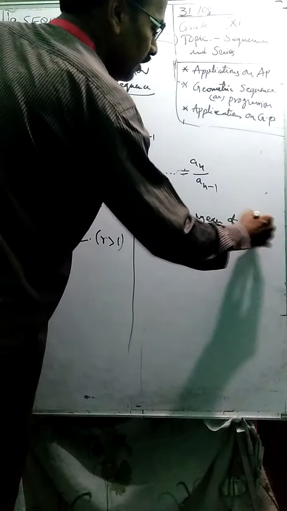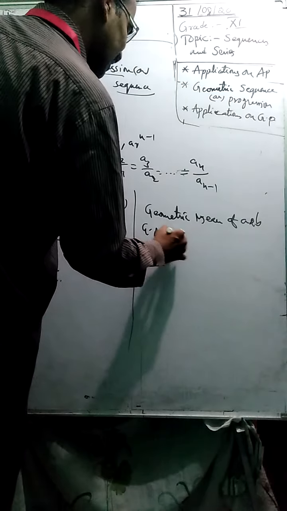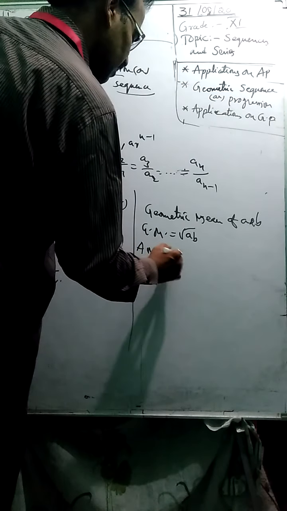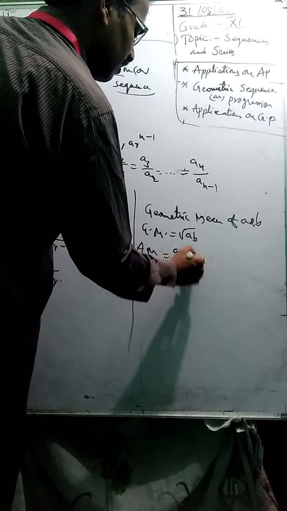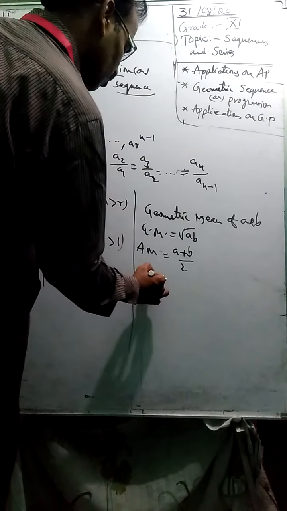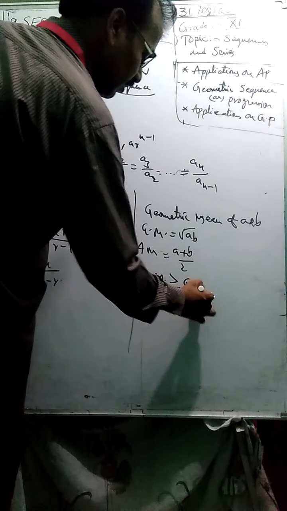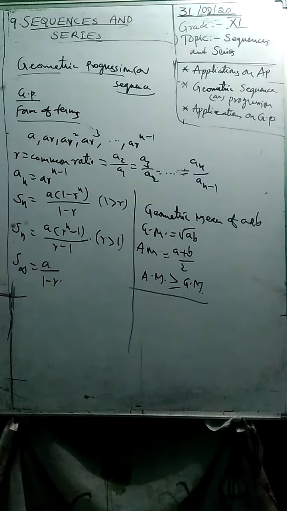Geometric mean of A and B is defined as root AB. Arithmetic mean, as we already know, is defined as (A plus B) by 2. So the relationship between arithmetic mean and geometric mean is AM is greater than or equal to GM. By using these formulas and concepts, we will solve the problems from 9.3 also.